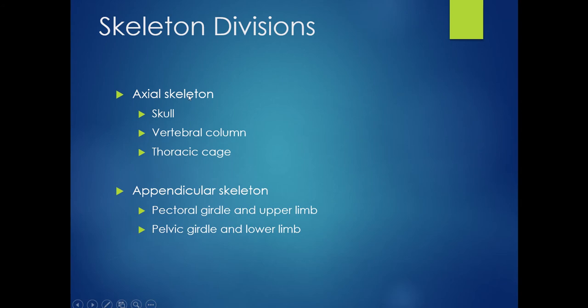So the axial skeleton, to remind ourselves, is the skull, the vertebral column, and the thoracic cage. The appendicular skeleton consists of the pectoral girdle, which helps us attach the upper limb, and the pelvic girdle, which helps us attach the lower limb. We're going to start with the skull.